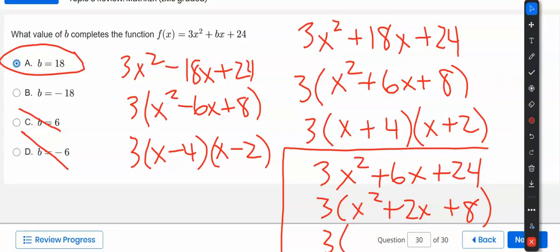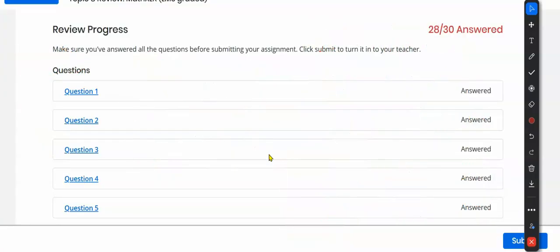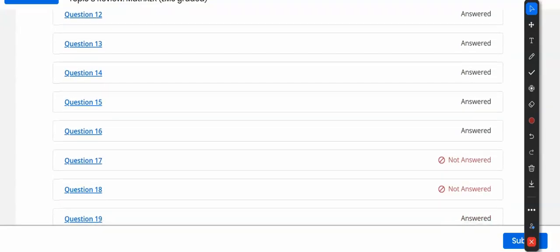I'm going to go with A and see what happens. You said that one doesn't tell you what. Yeah, so we can go. So we got a couple more that we need to figure out. Here's 17.